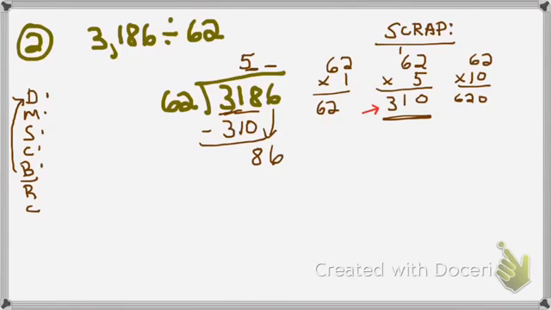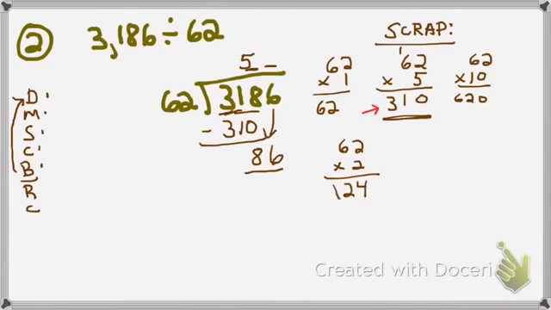Once I bring down, I am going to underline, because that's what I'm going to divide my 62 into. So I need 62 to go into 86. Well, 62 times 1 is 62. That seems a little low, so let me try 2. 62 times 2, I'm going to solve it out.